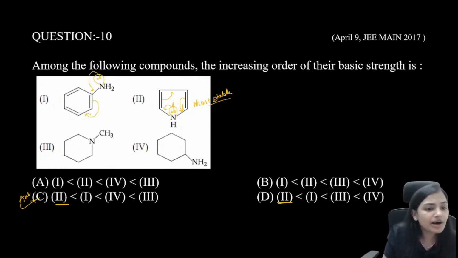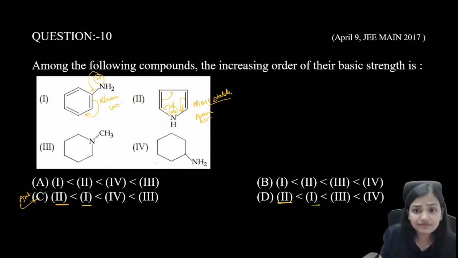But yeah, it is not a part of aromaticity, it is just a part of resonance. And here it is a part of aromaticity. So that's how this is more stable and this is less stable. Okay, so relatively, between 2 and 1, 1 is more basic. Okay, we agree. Then what about this third and fourth?